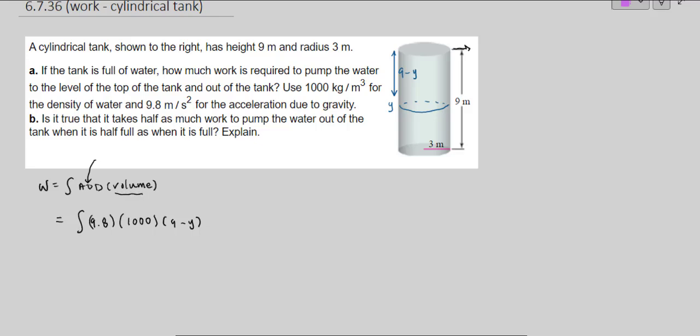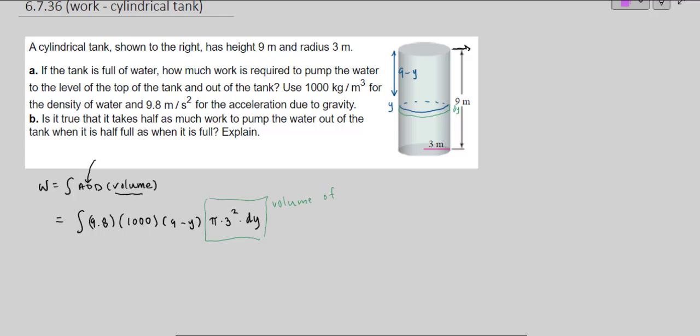Volume means the volume of a slice. So we imagine our cross-section having some thickness, and that thickness is going to be dy. That volume is what goes into the integral next. So the volume there, we have a cross-sectional area of pi times the radius squared, and then we have to multiply by that thickness, which is dy. So that right there is the volume of a slice.